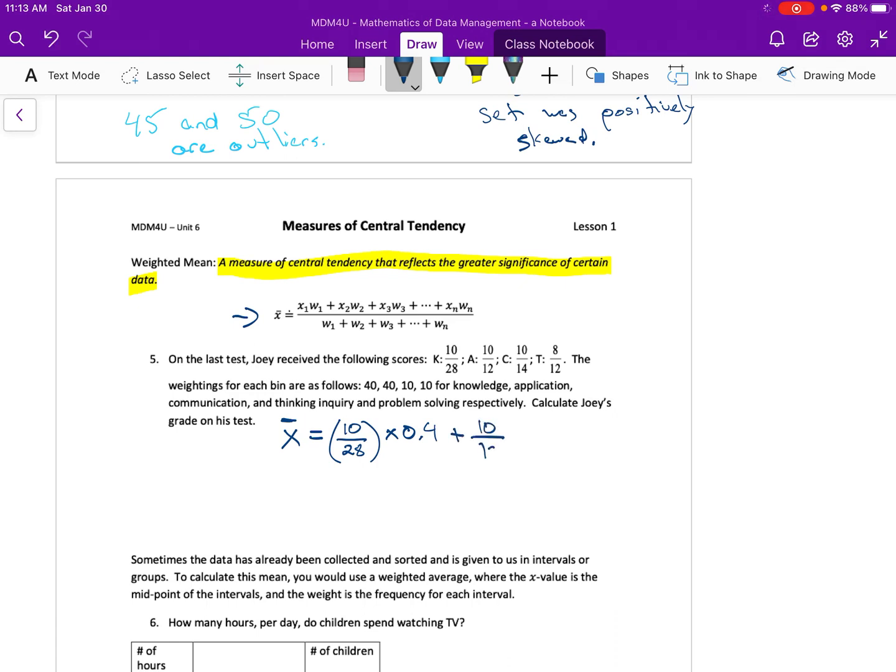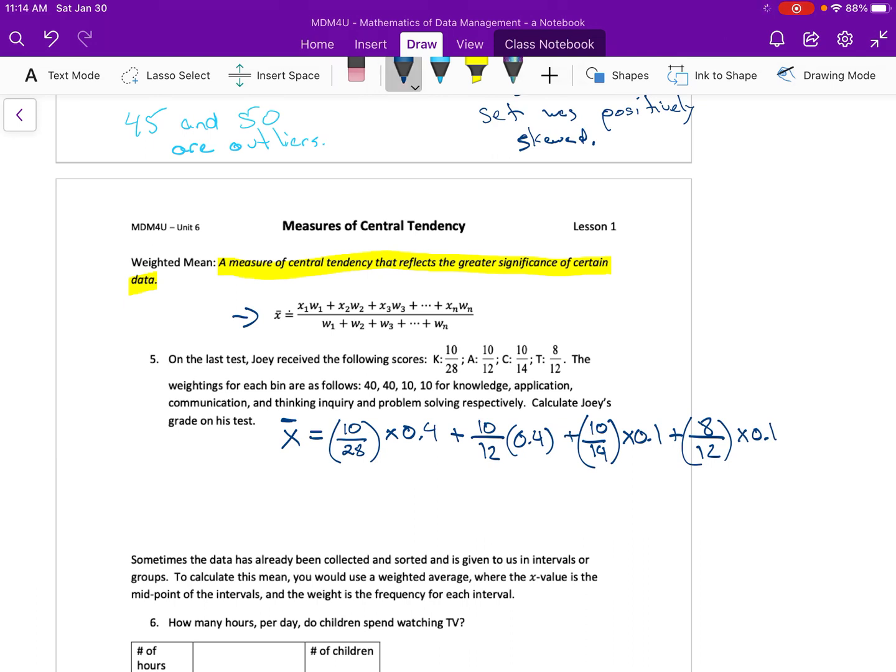Then we take the next category, so 10 out of 12, and it's weighted again at 40%. You can see there's a big difference here between knowledge and application in what it's out of, 28 versus 12, but the weighting is the same. That messes things up a bit, and that's why we always try to stick to the same values for those two. Then the next one, I know I'm writing brackets in different spots, times 0.1, and then the last one, 8 over 12 times 0.1.